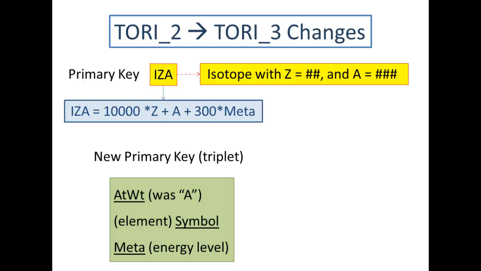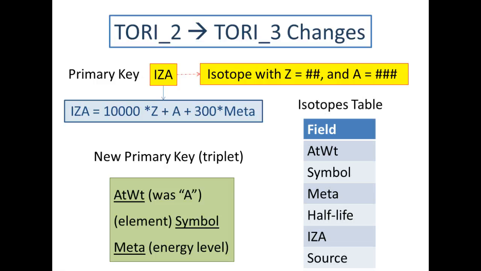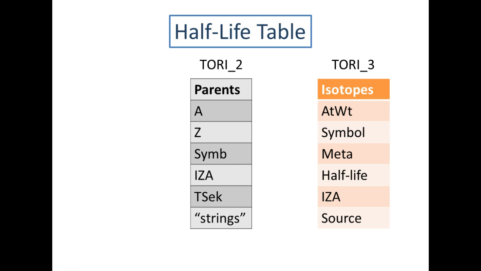A key value needs to be unique and unchanging, but isotope names are both. Plus, they are far more readable than a code. The isotopes table now looks like this. I keep the ISA code in case I want to reference any of the other tables in the Tori 2 database. With those changes, the original Tori 2 parents table becomes my isotopes table.